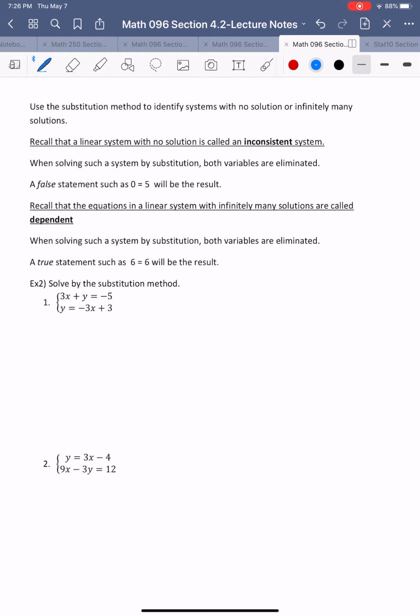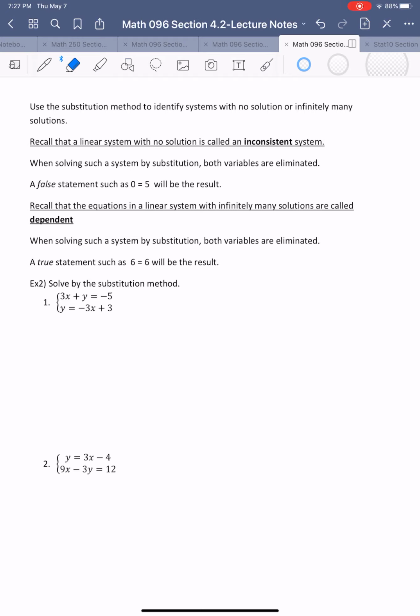So use the substitution method to identify the system with no solution or infinitely many solutions too. So we call a linear system with no solution an inconsistent system. Inconsistent means there's no solution. When solving such a system by substitution, both variables are eliminated. A false statement such as 0 equals 5, which is not true, means no solution. But recall that a linear system with infinitely many solutions is called dependent, which means the equations are the same. So you can say that, okay?